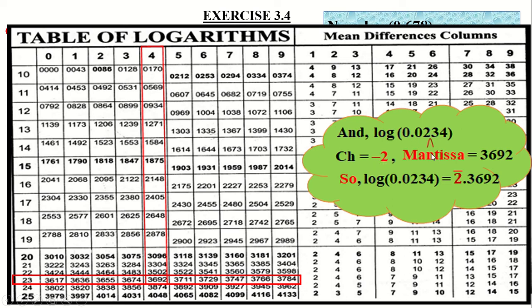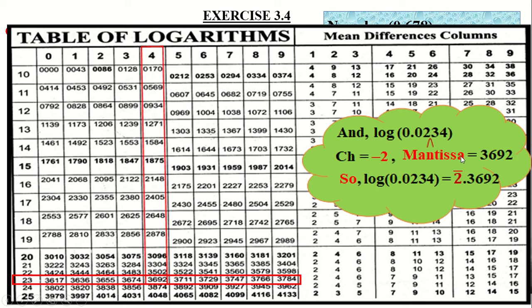Mantissa. Consider two significant figures. These are two significant figures and this is third significant figure. First two significant figures are considered here, extreme left column of tables of logarithms, and third figure is considered in one of the 10 columns from 0 to 9. This is 4, so consider in the column of 4, as well as against 23 it is 3692.